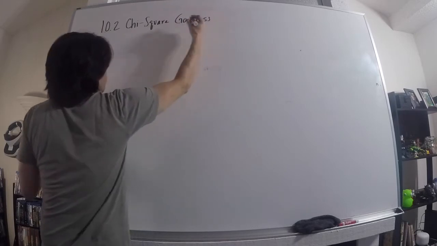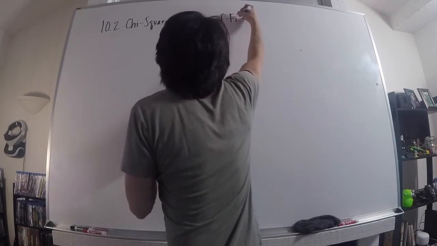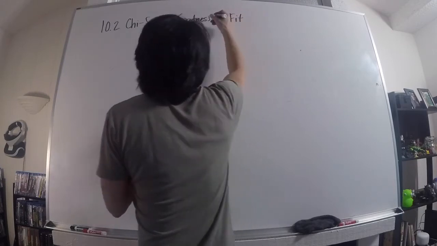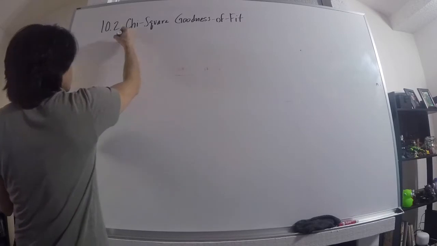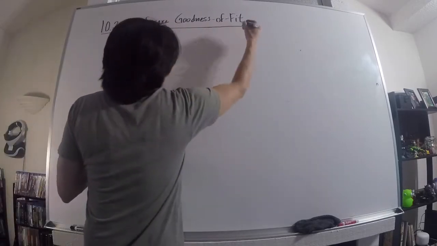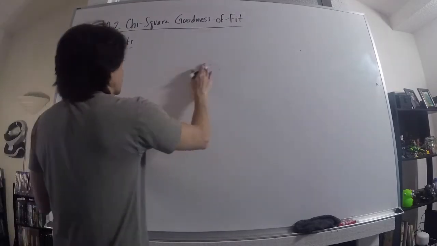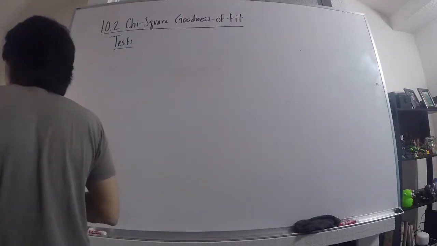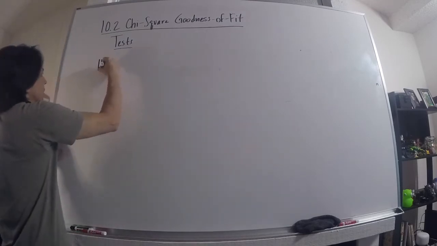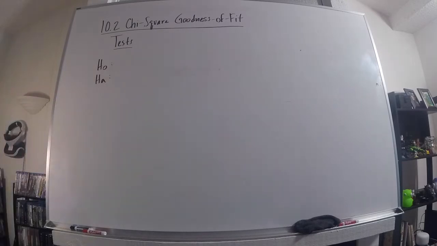...2 is on chi-squared goodness-of-fit, hyphenated, goodness-of-fit test, which means you're testing to see how good of a fit something is. I don't know what else to say other than that until we see an actual example. I will mention that you're going to start off with your null and alternative as in any test.